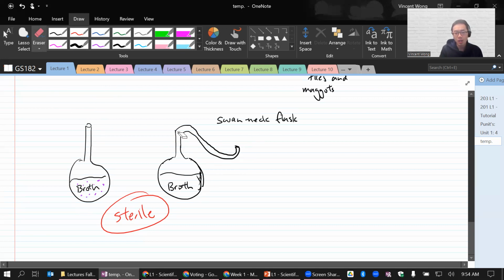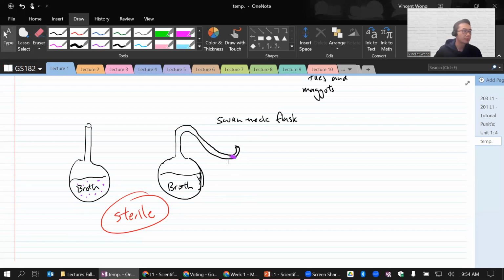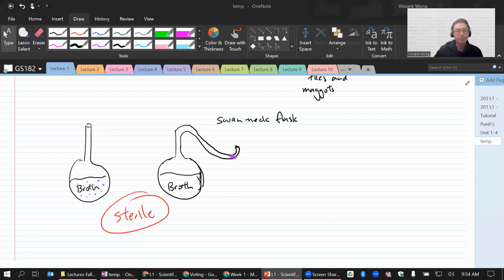But because of the swan neck here, the particles were all trapped here. The bacteria don't know how to crawl up and then go into the broth. So that's why the broth is still sterile. Okay, I hope that makes sense.